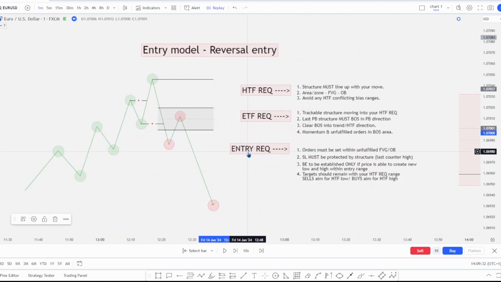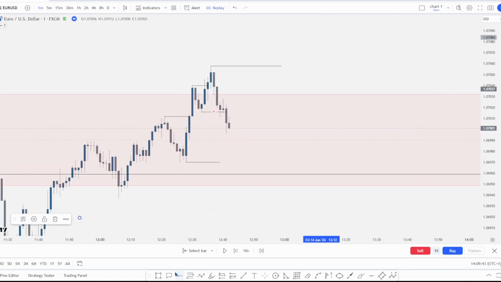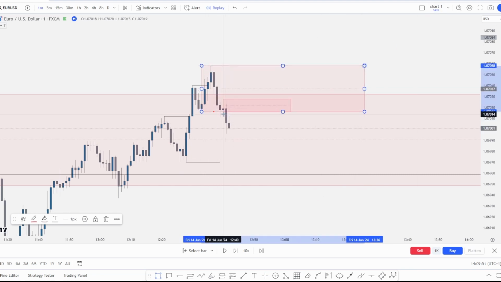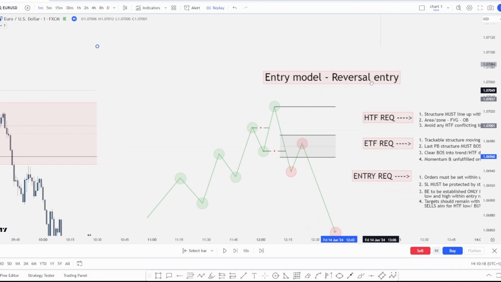So now we're looking for our order requirements. The entry requirements: orders must be set within an unfulfilled FVG/order block. So you have a choice here. You can go for this order block here. You can use this higher time frame order block, or you can cherry pick a small area to trade off of base within there. Now, I generally go for either the order block that causes the break of structure, so the higher time frame order block, which is this move, or I will enter at a fair value gap because sometimes you don't get the pullbacks to these points. So let's find our entry model here.